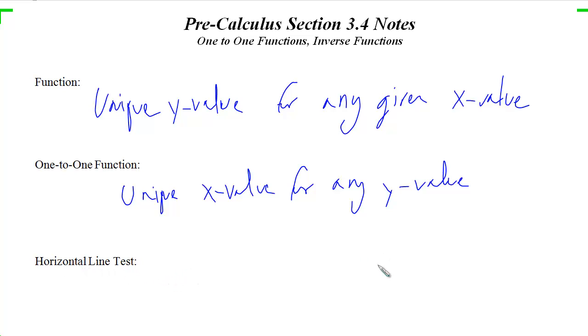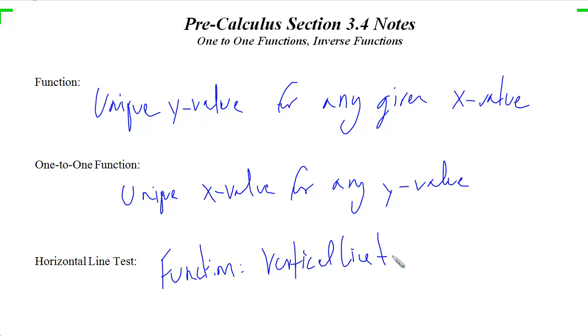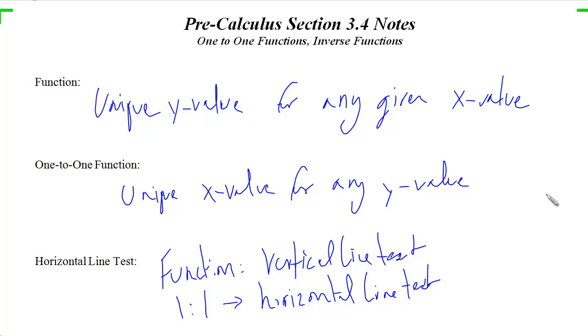And the horizontal line test is an easy visual way to check the graph. To check if I have a function, I use the vertical line test. And to see if it is a one-to-one function, I use the vertical line test first, and then I also use the horizontal line test.